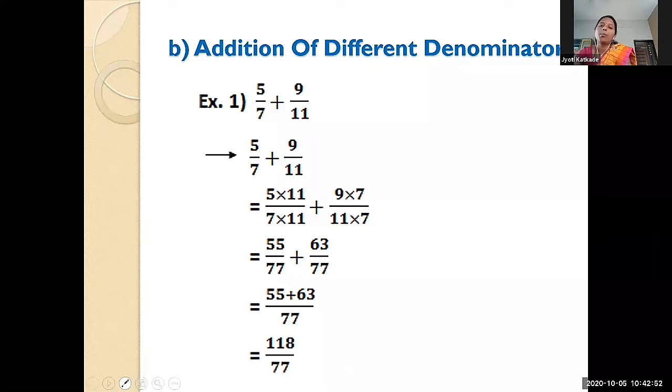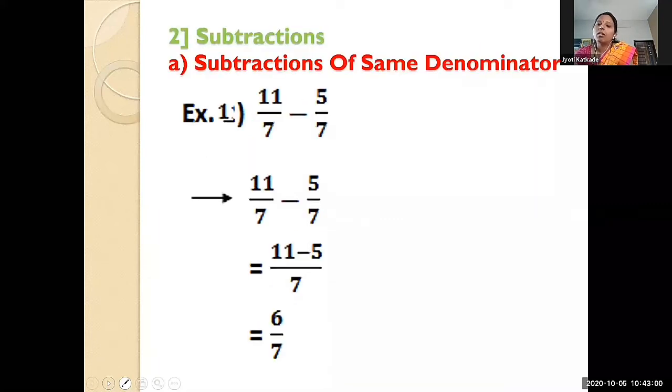Now second operation is subtraction. Now see on your screen, next slide. Subtraction. There are two types of subtraction also, as like addition: subtraction of rational numbers having same denominator and subtraction of rational numbers having different denominator.